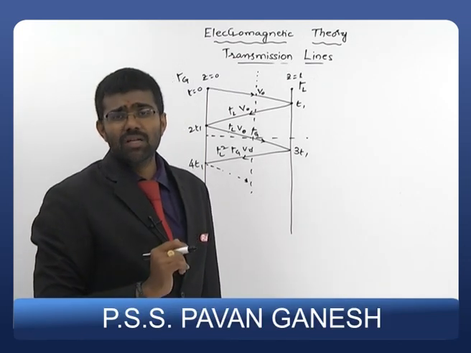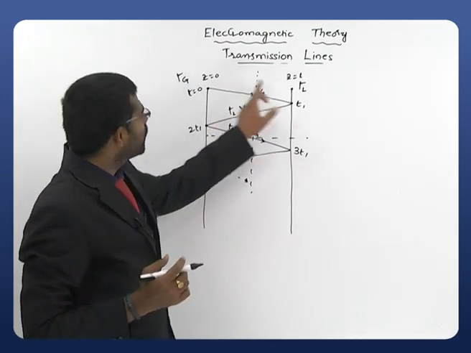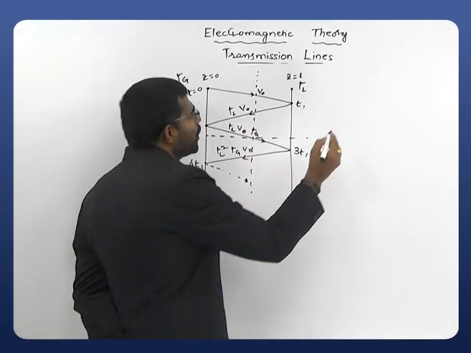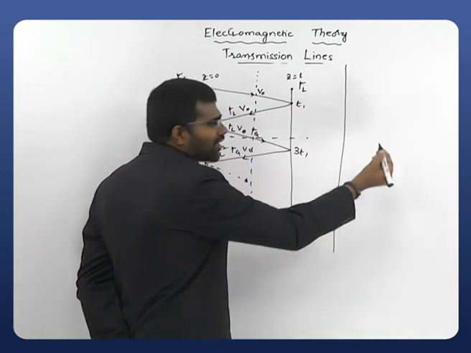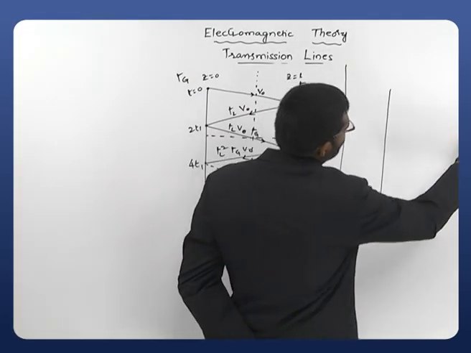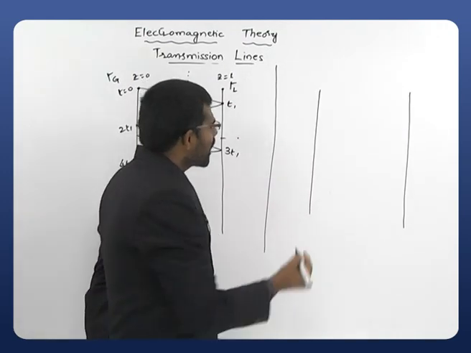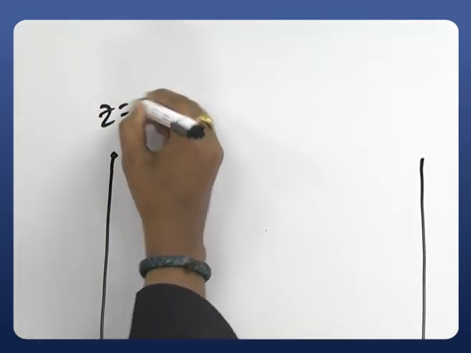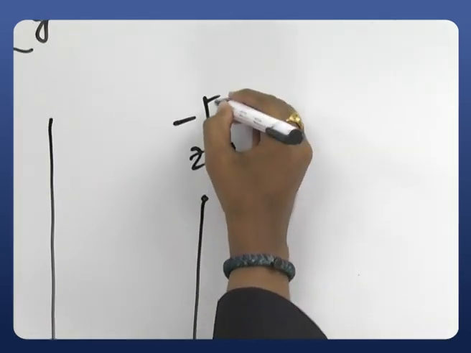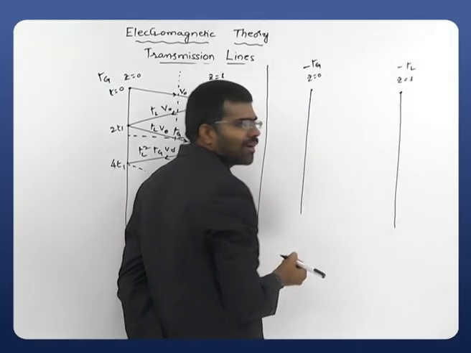A similar type of bounce diagram can be useful for observing the current also. What is the major difference between the current reflection coefficient and the voltage reflection coefficient? One is the opposite of the other; they are 180 degrees out of phase. So I draw the bounce diagram for currents. Let us take the same transmission line, extending from Z equals 0 to Z equals L. The current reflection coefficient at the generator end is minus gamma G, and at the load end it is minus gamma L.